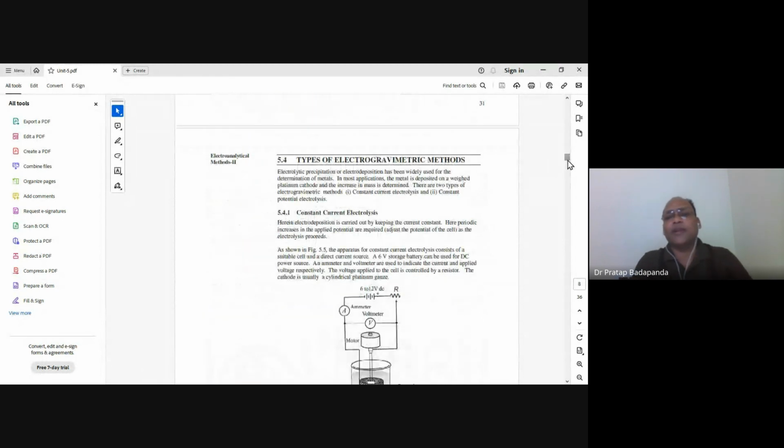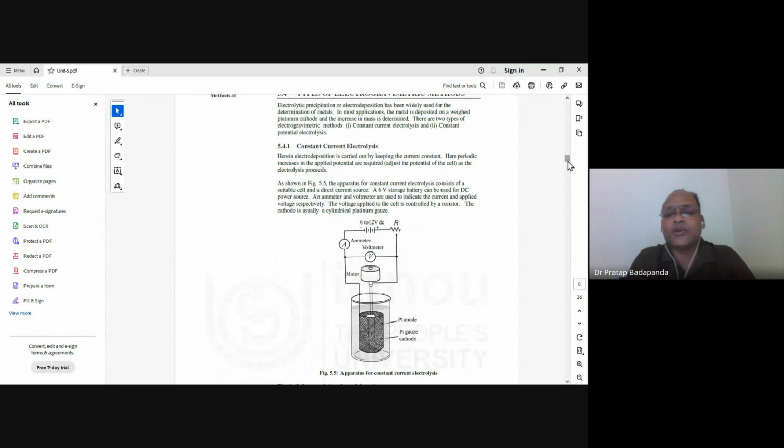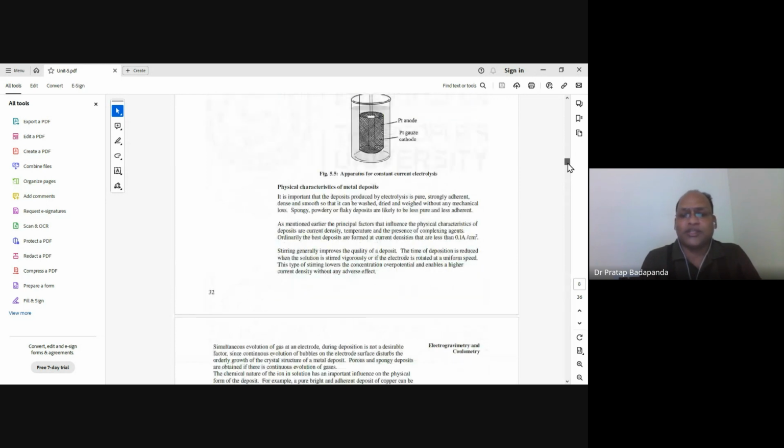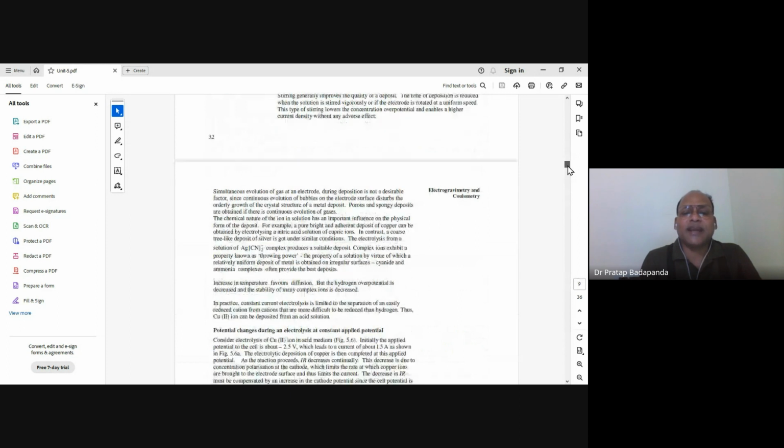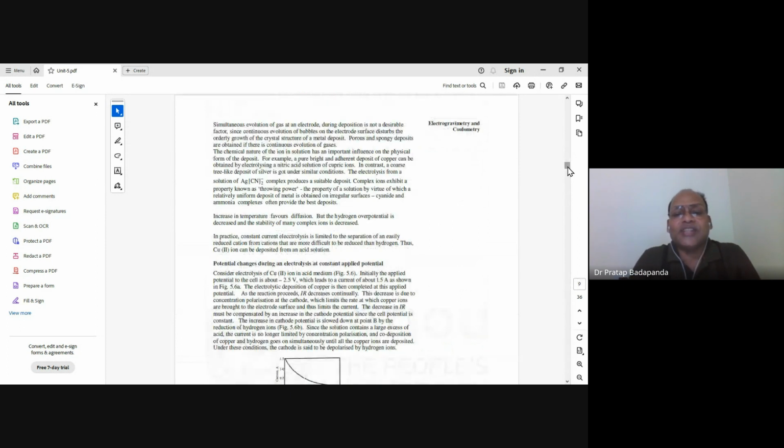Types of electrogravimetric methods. So constant current electrolysis. This is the electrogravimetric method, constant current electrolysis. In this procedure, you have to use a constant current, which means the supplied current should be constant. It is given 6 to 2 volt of DC. You have to use a current between that particular voltage range.